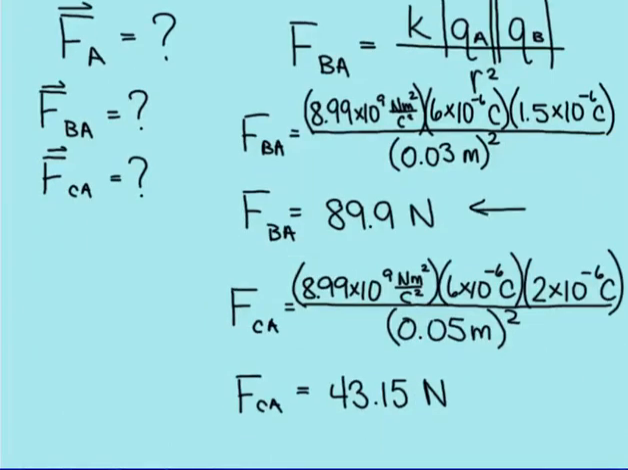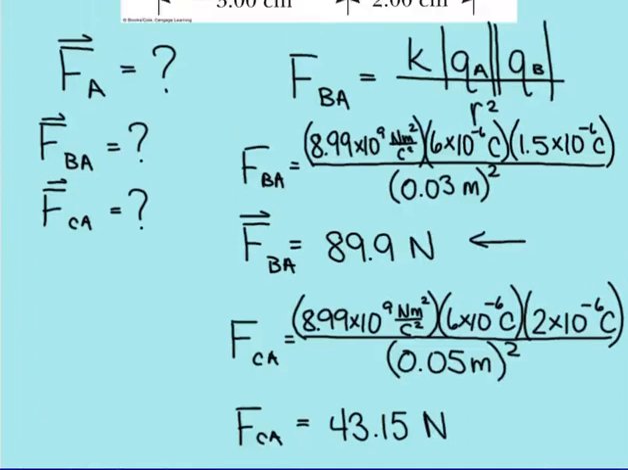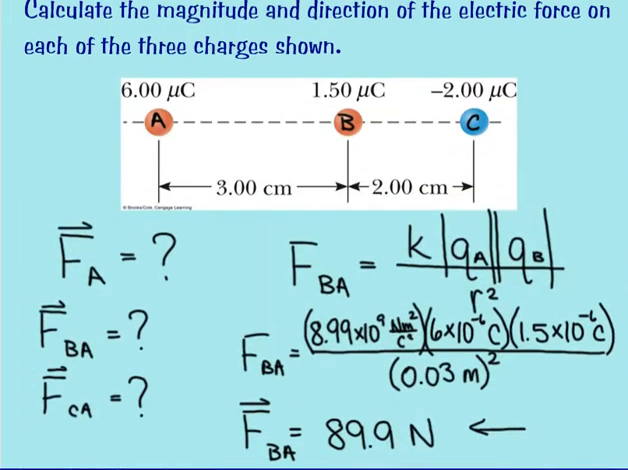I'll indicate that with an arrow and put a vector symbol on top of my force. For finding the direction of the force that C exerts on A, I pretend like B doesn't exist, like it's a simple problem with two charges, A and C. One is positive, one is negative.